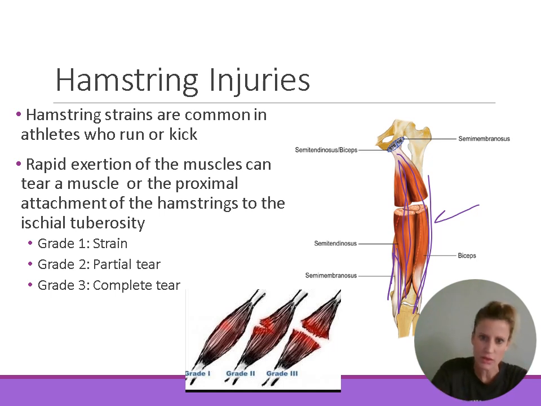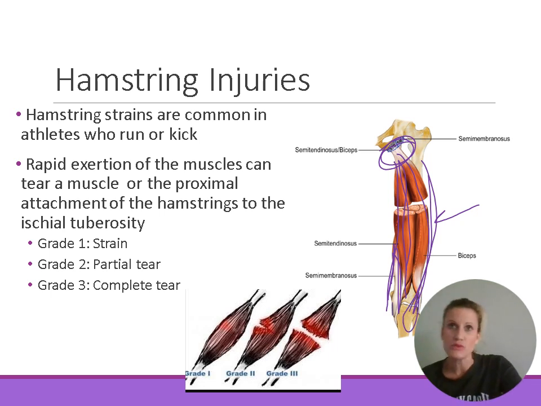These muscles attach the back of the pelvis at the ischial tuberosity, and then they extend down and attach to the back of the knee. The hamstring muscles are used to flex your knee. Hamstring strains are common in athletes who run, especially when a quick start is needed, when all of a sudden you go from nothing to an extreme contraction of the hamstrings. So sprinters, for example, baseball players, right? They're standing there on first base waiting to sprint to second base. Martial arts where patients kick is another one.